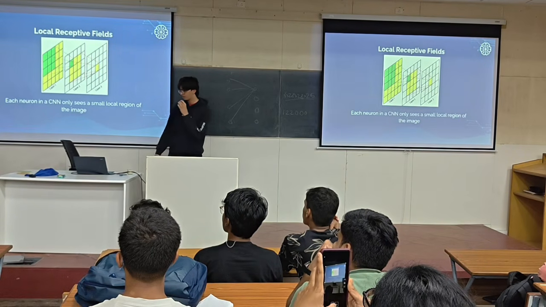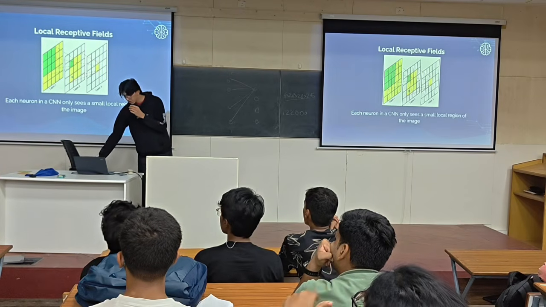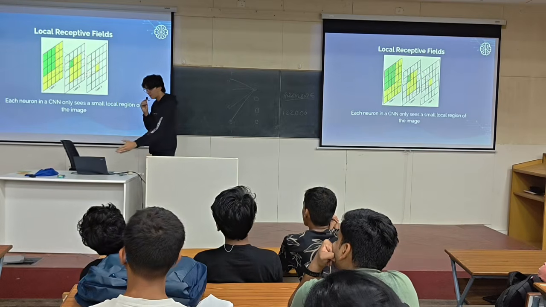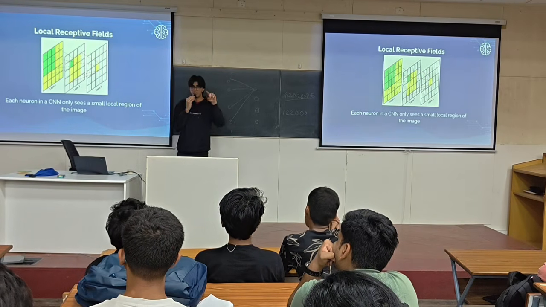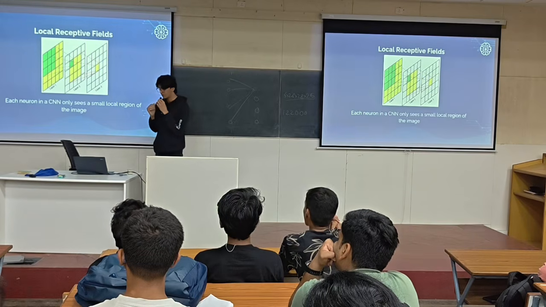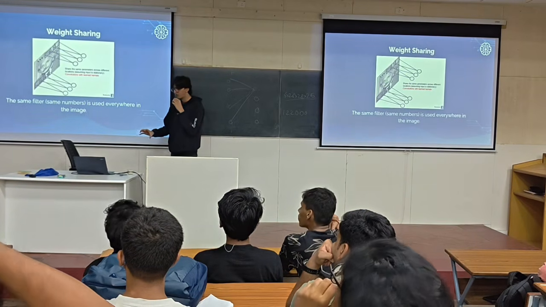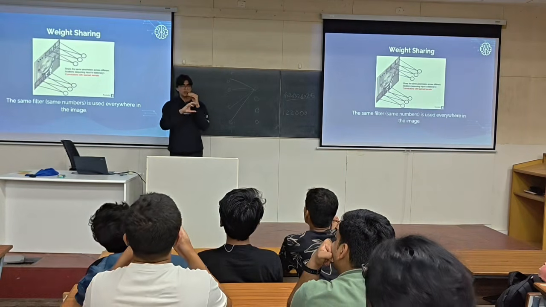So as Jayden explained, that is what a local receptive field is. Your kernels only see a part of the data, and each neuron in every successive layer only represents the previous layer's single local region. That is what local receptive field is. Another property that we talked about is weight sharing. Each kernel, basically each filter, has the same numbers and it is used everywhere in the image.